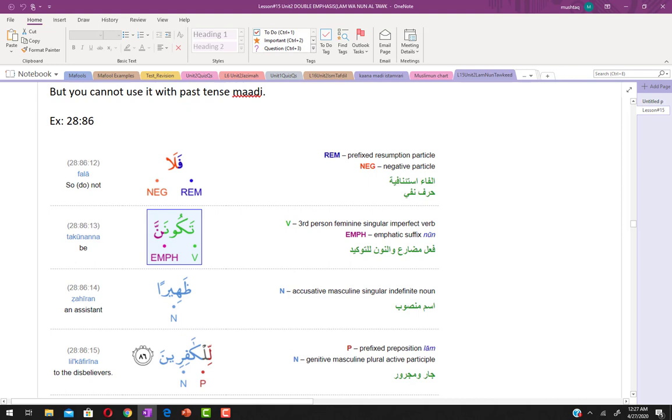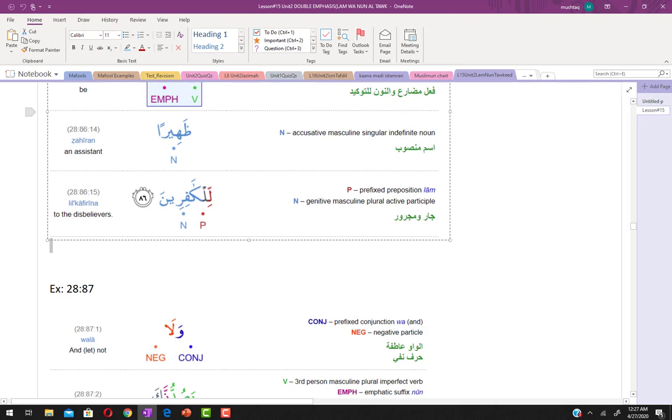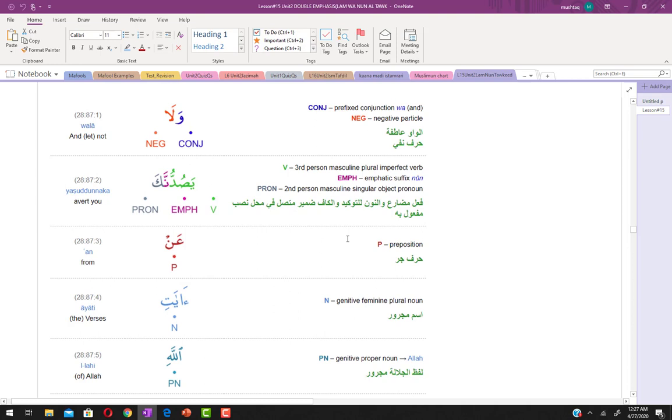Fa la takunanna zahiran lil-kafirin. So here we have takun. This was kana yakunu, right? So it becomes takunanna. So do not be an assistant to the disbelievers. Wa la yasuddunnaka an ayatillah, and let not avert you. Yasuddunnaka, sodda yasuddu. So it became yasuddunnaka, right? From the verses of Allah.